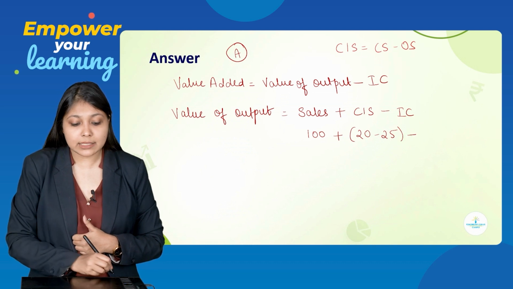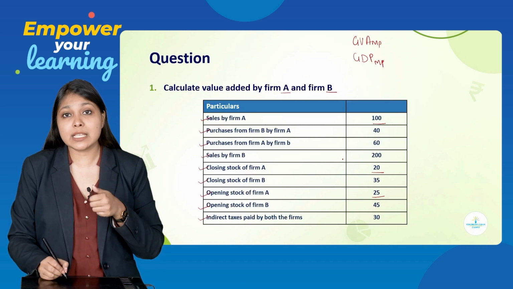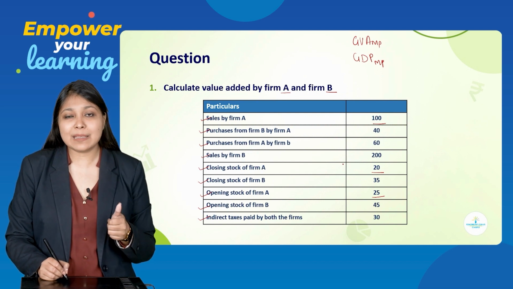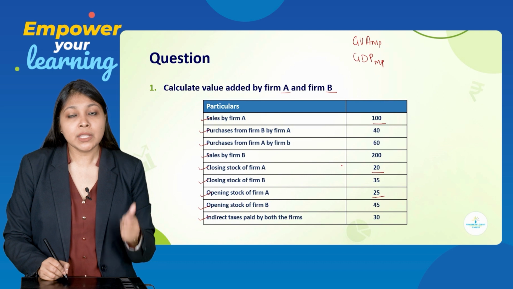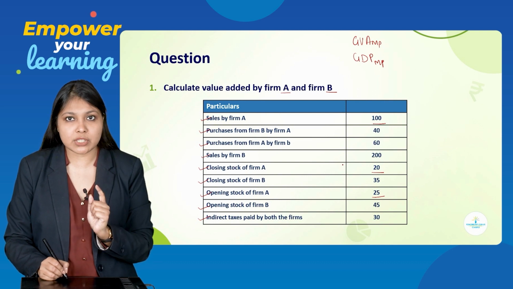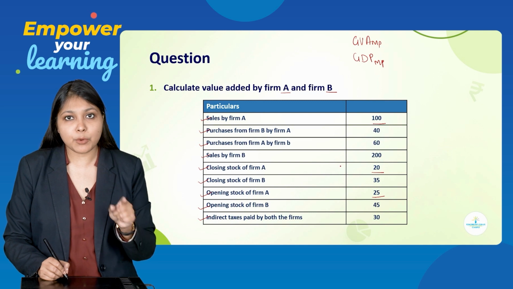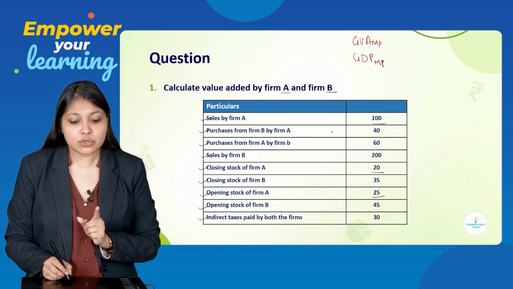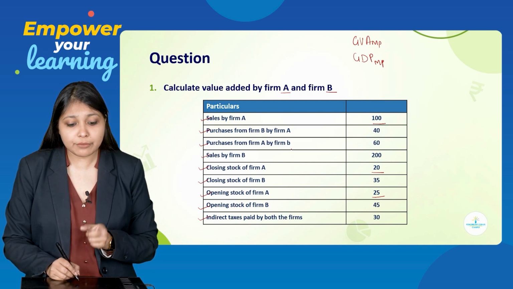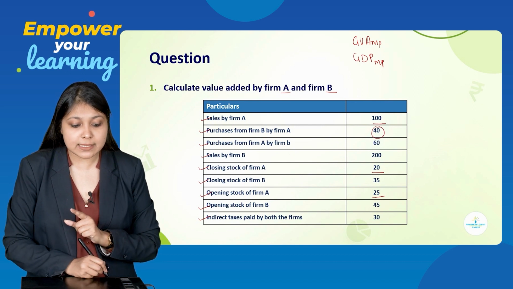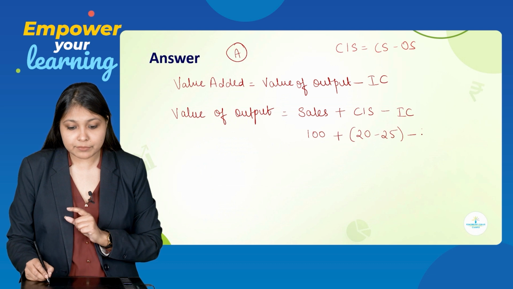And minus intermediate consumption. Intermediate consumption means nothing but your purchases. Here purchases have been given to you directly. They have not given you domestic purchases, they have given you purchases directly, which means imports are included over here. So purchases from firm B by firm A, firm A's purchase, is nothing but 40.